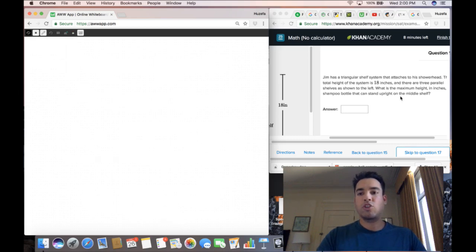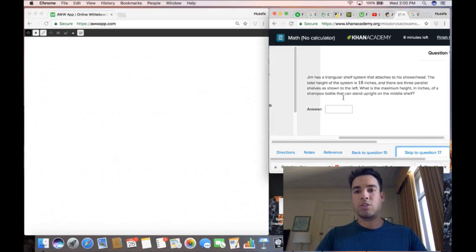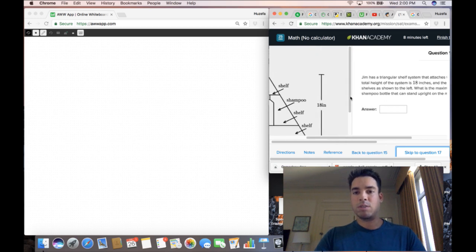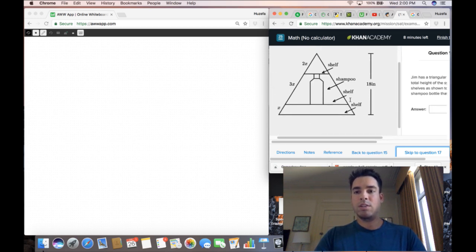Alrighty. Jim has a triangular shelf system that attaches to a shower head. The total height of the system is 18 inches, and there are 3 parallel shelves as shown to the left. What is the maximum height in inches of a shampoo bottle that can stand upright on the middle shelf? And what we've got here, we've got a total of 18. So we can see this is in a ratio of 1 to 3 to 2. So it's all split into like 6 pieces.